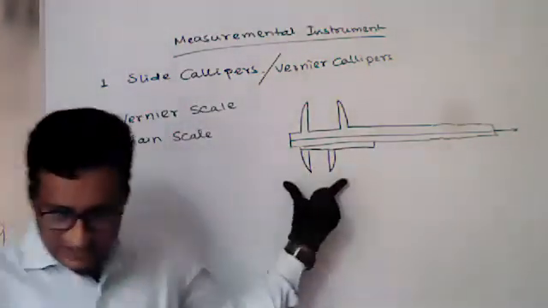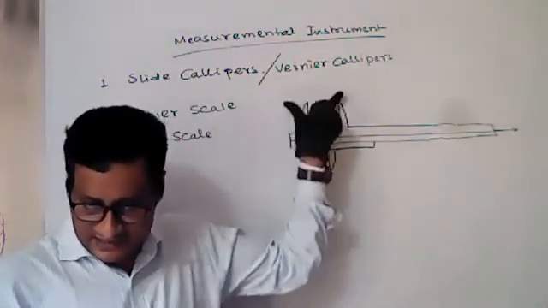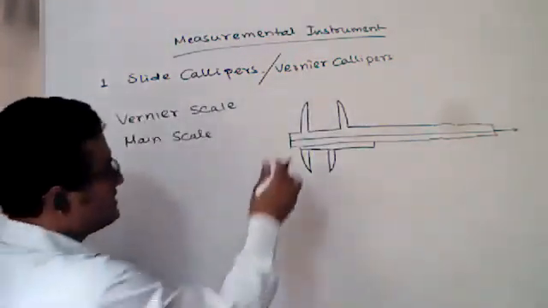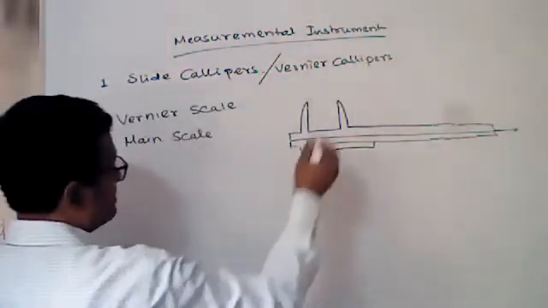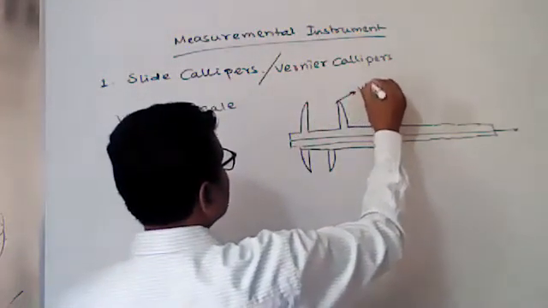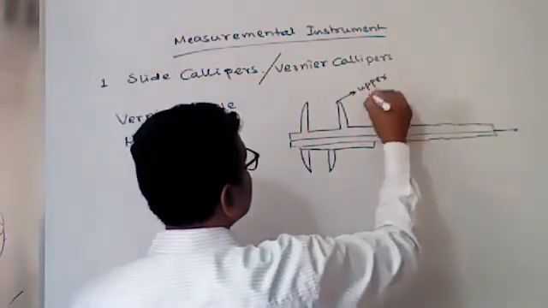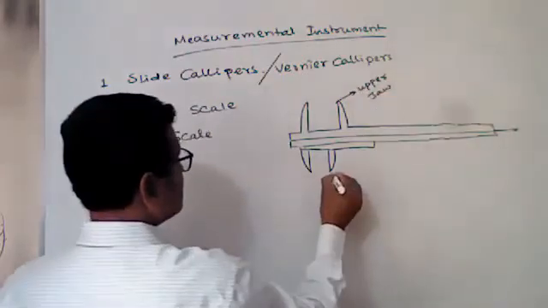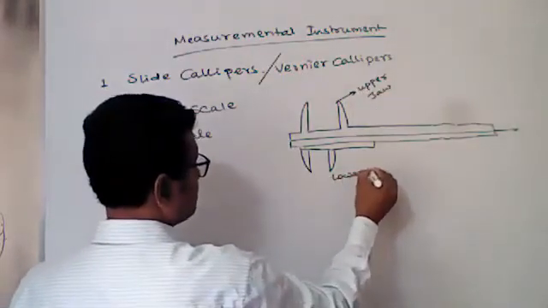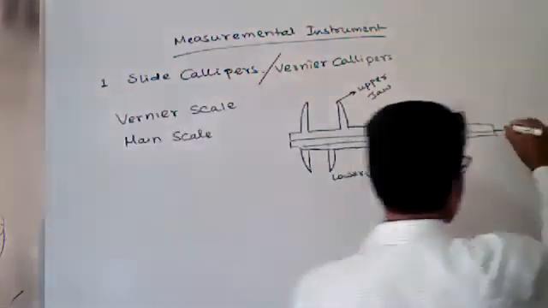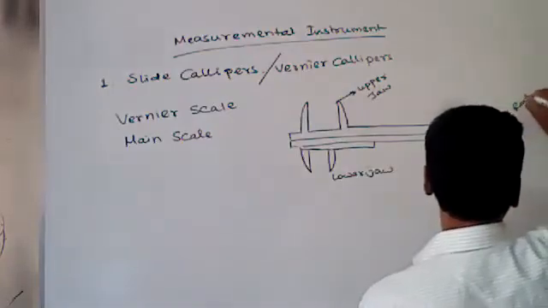Suppose this is the Vernier calipers and Vernier scale, and this is the main scale. This is called the upper jaw. This is called the lower jaw. And this is the rod.